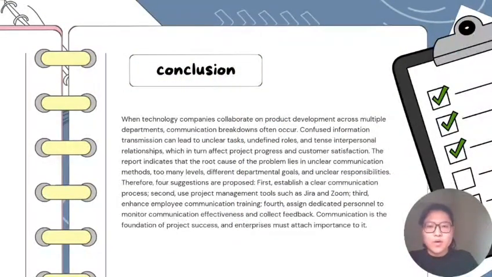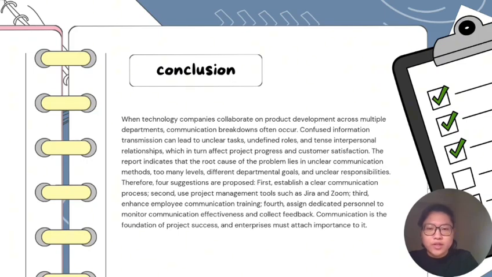The conclusion: when technology companies cooperate on product development across multiple departments, communication breakdowns often occur. Confused information transmission can lead to unclear tasks, undefined roles, and strained personal relationships, which in turn affect project progress and customer satisfaction. The report indicated that the root cause of the problem lies in unclear communication methods: too many levels, different department goals, and unclear relationships.